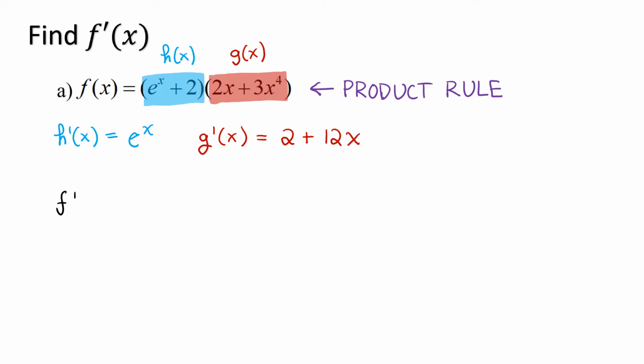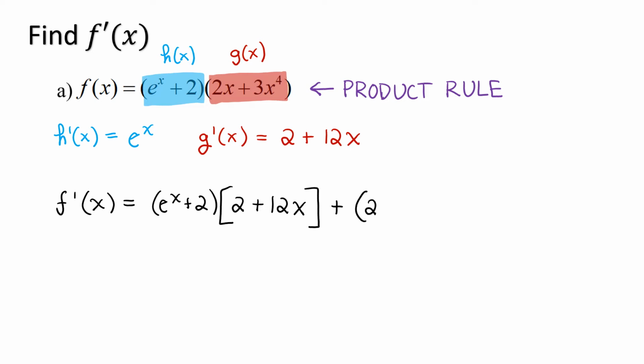So f prime of x is equal to the first function, so that's e to the x plus 2, times the derivative of the second function, which is that 2 plus 12x. And I'll put my derivatives in brackets just to make it a little clearer until I can color code. Plus, so I have my first times my derivative of the second, so I need my second, which is 2x plus 3x to the fourth, times the derivative of the first.